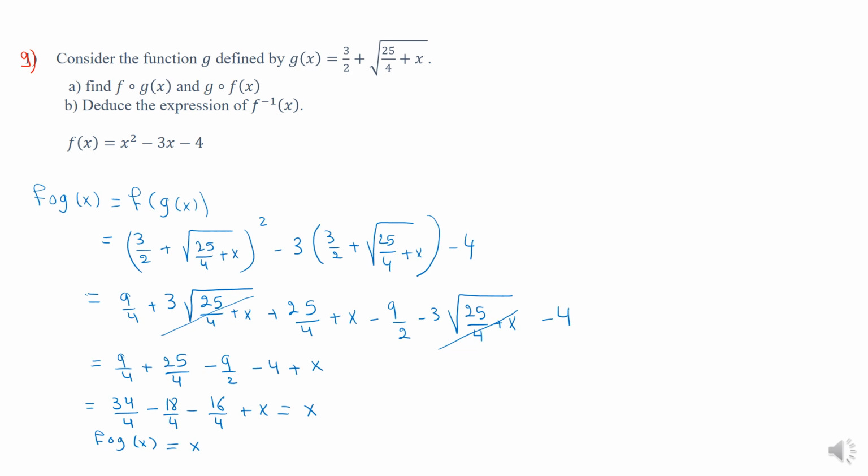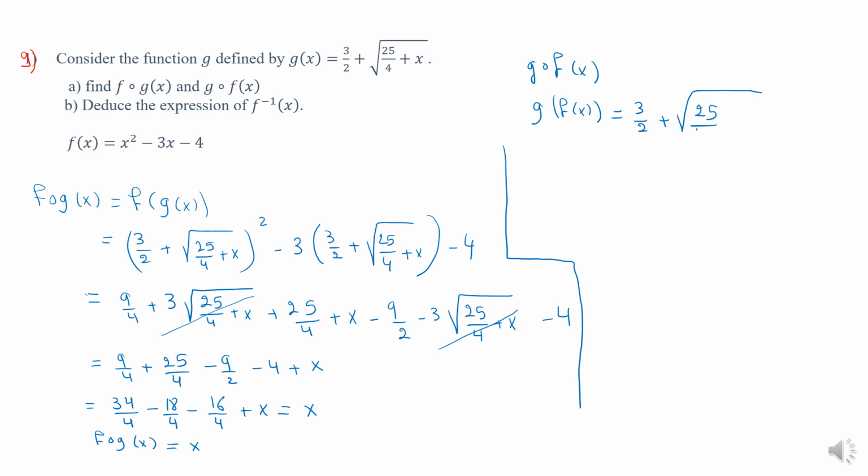Now let's find g round f of x. So in the place of x, we will replace it by f of x. So g of f of x is equal to 3 over 2 plus radical 25 over 4 plus x squared minus 3x minus 4.